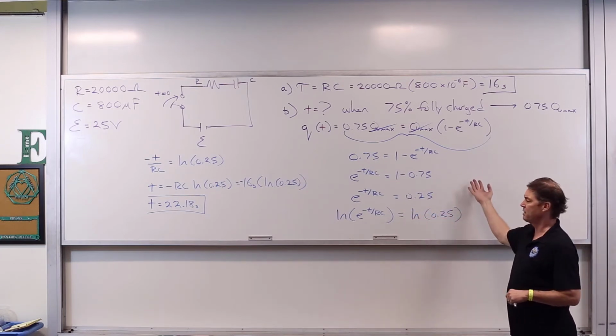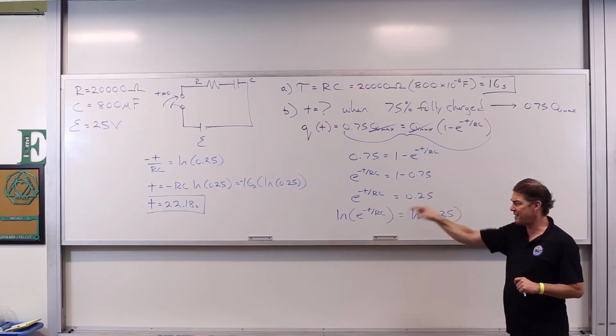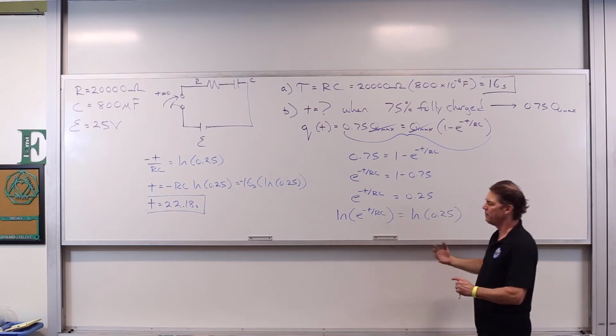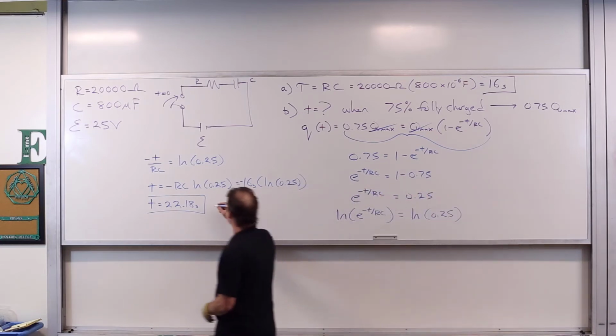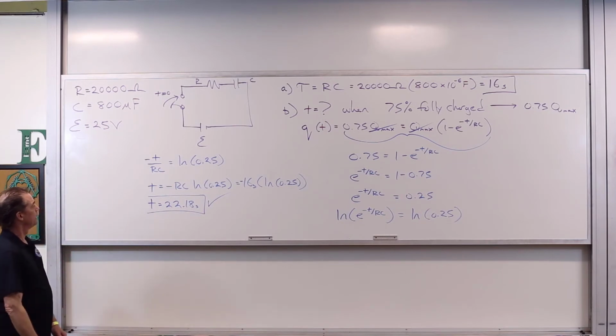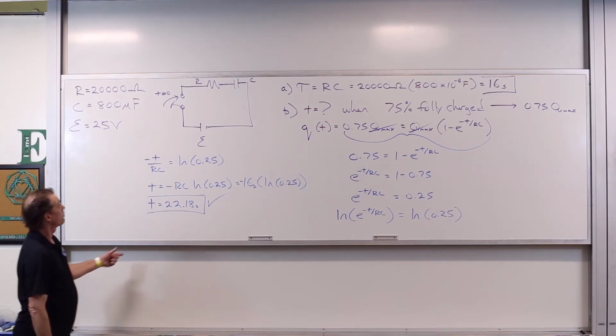One time constant is 16 seconds, two time constants is 32 seconds. Yeah, it's in between. So it makes sense. That's great. So there we go. And that's pretty straightforward there.